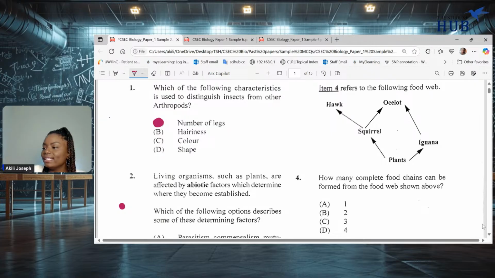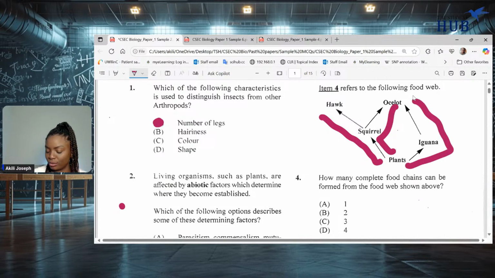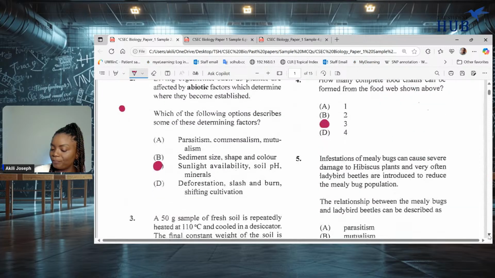So everyone is saying that we could get 3 food chains from this food web. So you have plant, squirrel, hawk, or you could go plant, squirrel, ocelot, or you could go plant, iguana, ocelot. So yes, we can get 3 different food chains from this food web.